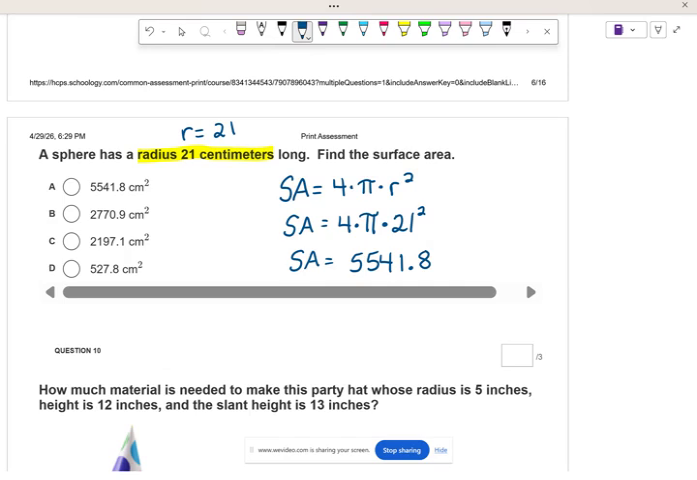And let's see, we were measuring in centimeters. It's area, so that would be centimeters squared. That would be answer choice A.